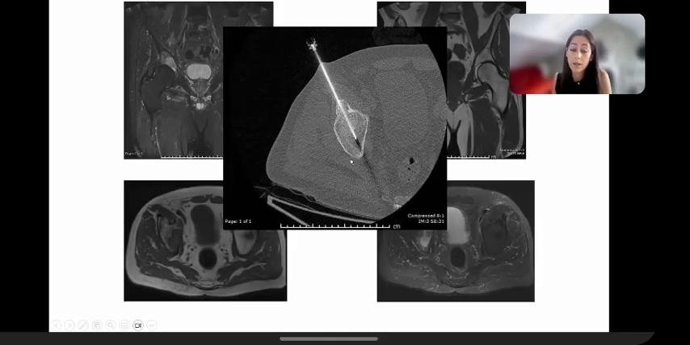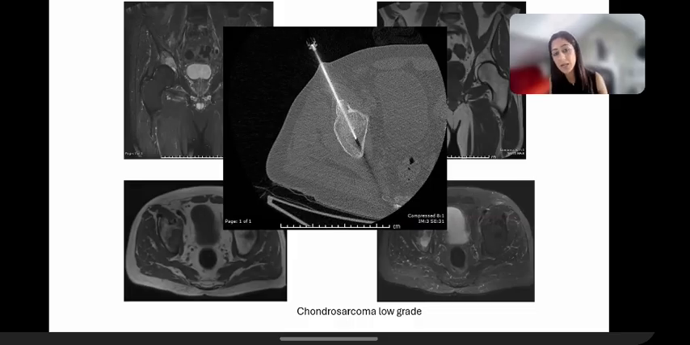We did a CT biopsy. Our working diagnosis definitely was an esophageal cancer with a bone metastasis. However, on biopsy, this turned out to be a low-grade chondrosarcoma. So see, in this case, your biopsy really changed the management.